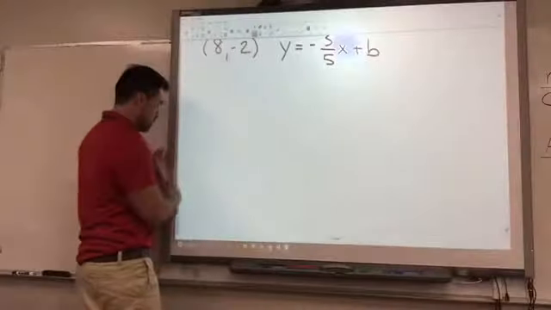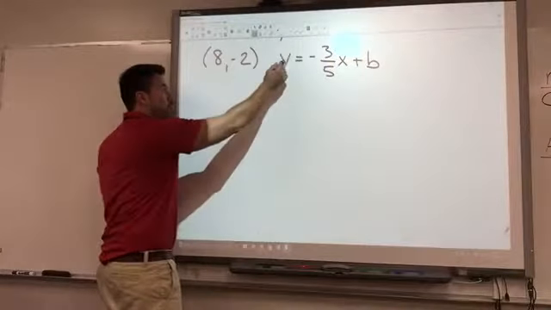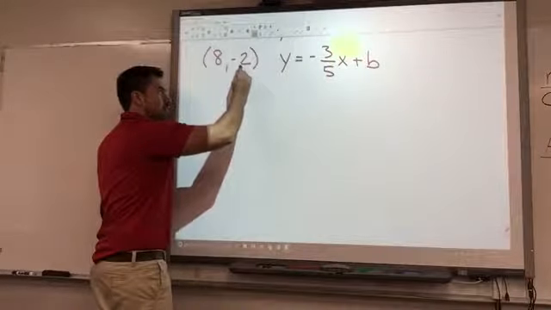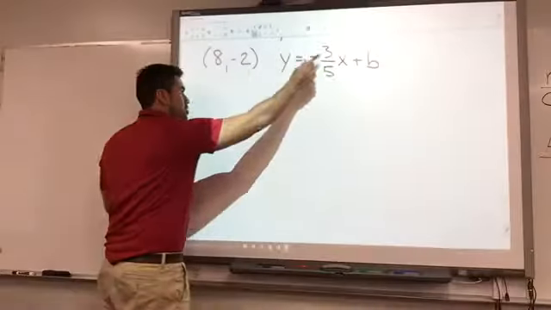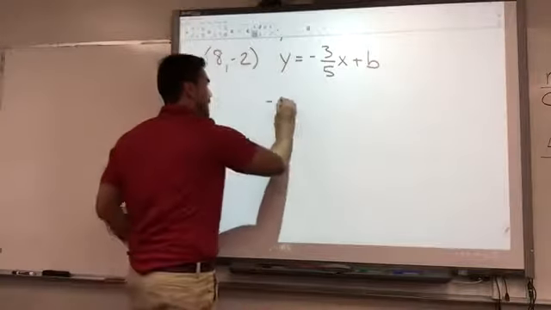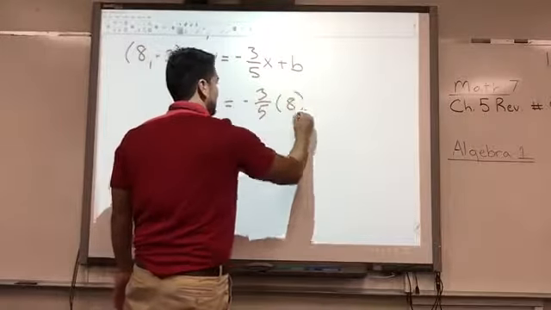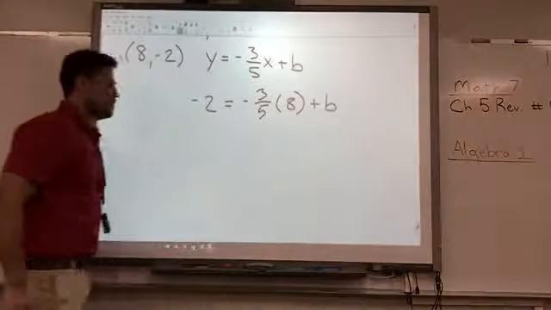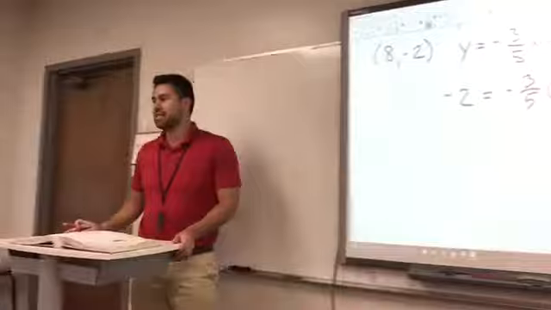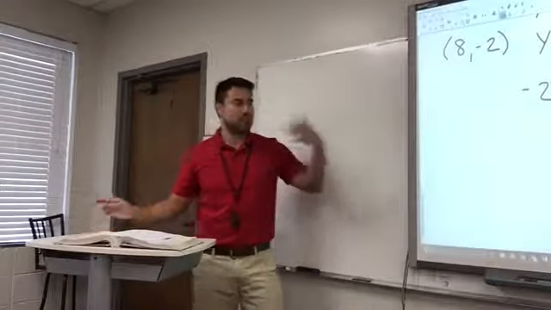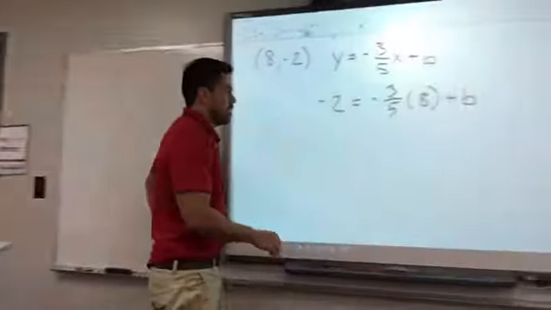So this is what I'm going to do. Instead of y, what should I put? Instead of x, what should I put? All right, so -2 is equal to negative 3/5 times 8 plus b. Can I solve for b? Is that possible now? Yes. Solve for b.